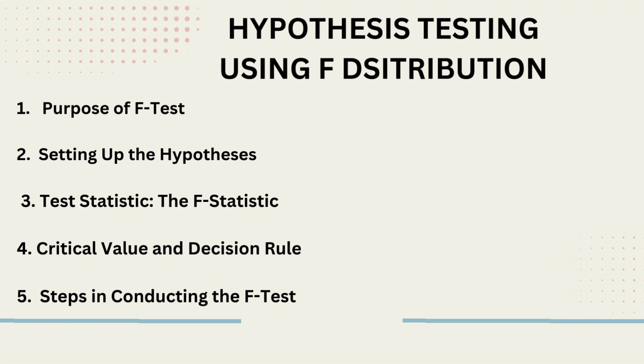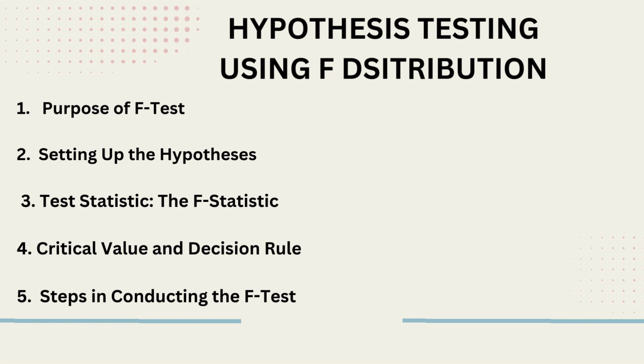And test statistic, the F statistic. We compute the F statistic, which is the ratio of the variance between the groups to the variance within the groups. And the fourth one is critical value and decision rule. We compare the calculated F statistic to our critical values from the F distribution table. If the F statistic is larger than the critical value, we reject the null hypothesis.